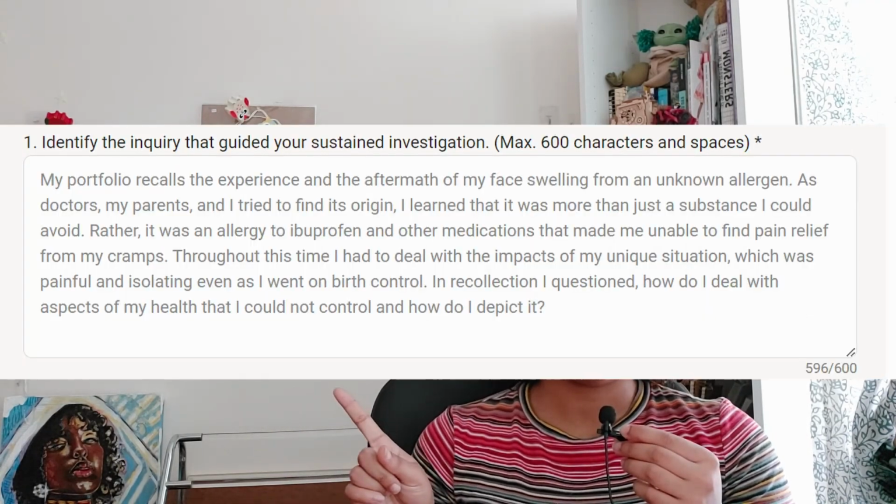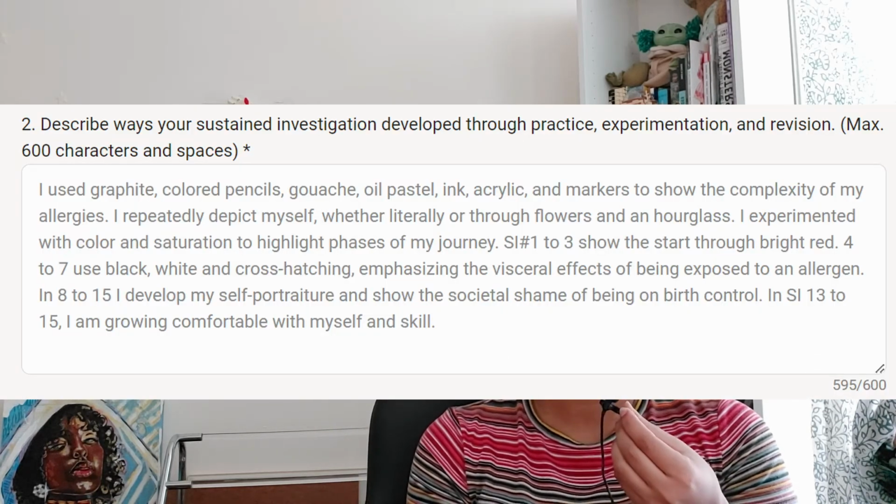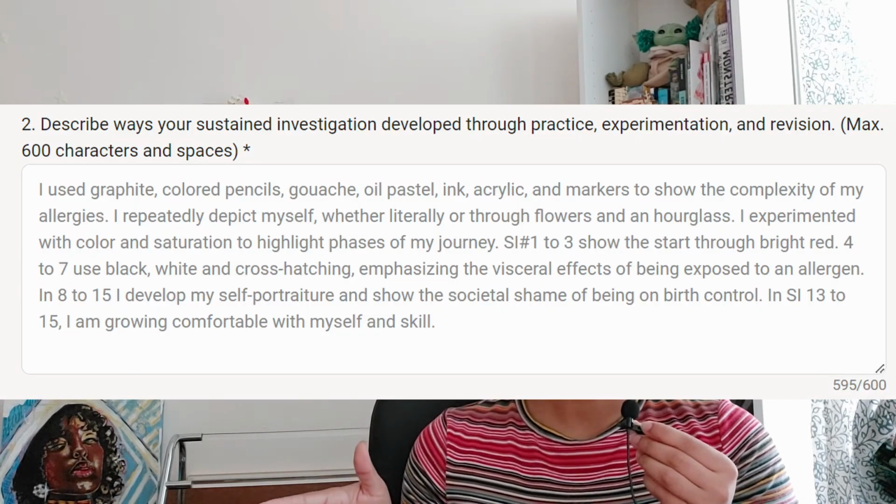So first off is just going through the written evidence. Like I said, my portfolio basically just recounts the past year, which was 2022 at the time, and my experience with finding out my allergy to ibuprofen. I'll put the sustained investigation here, the first question. And then there's the second part, which basically is just describing kind of how you went about this in your pieces. For me, that was just referencing specific pieces.